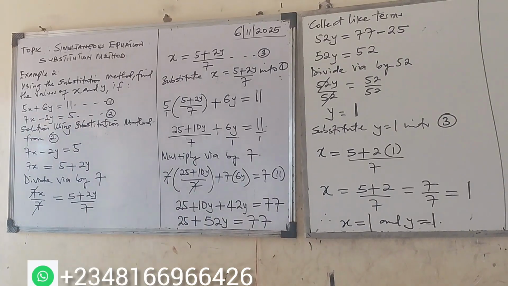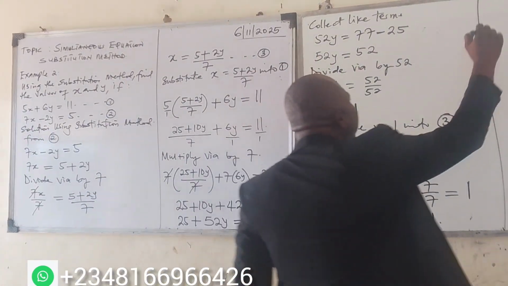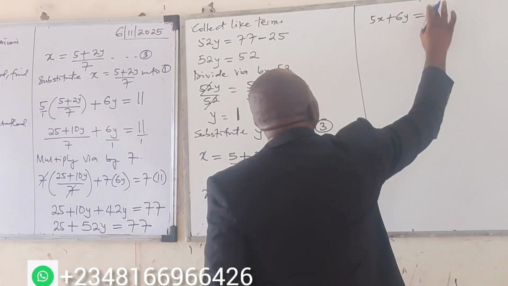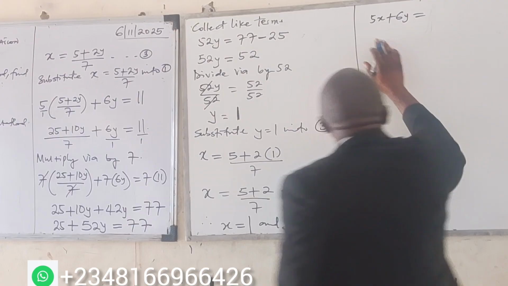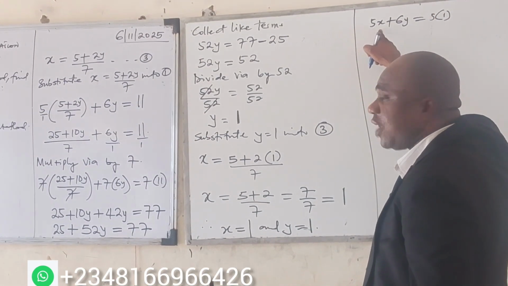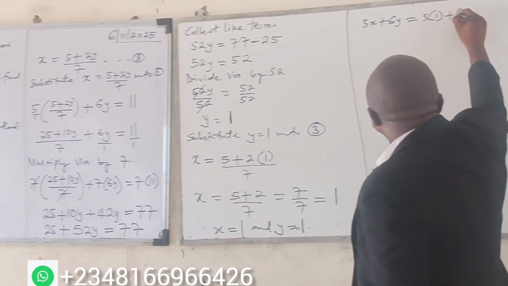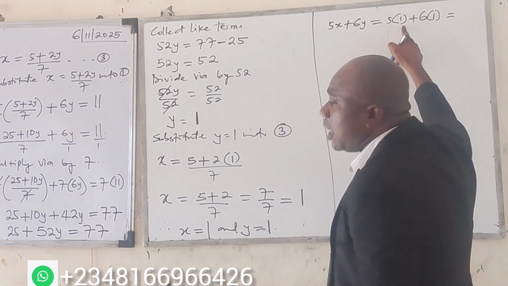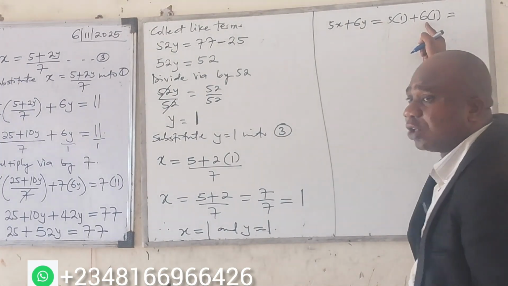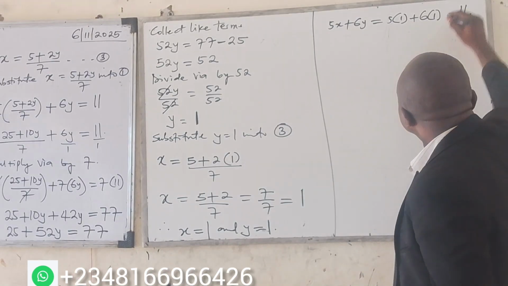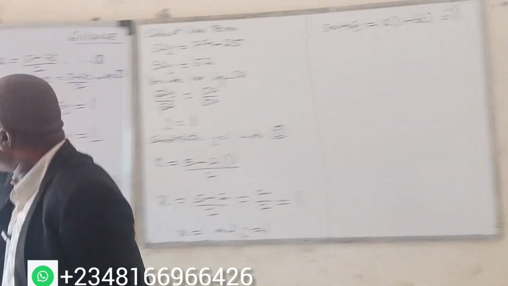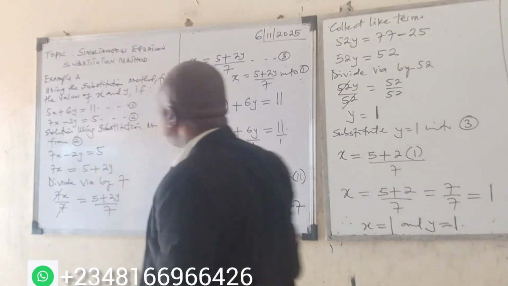Now, let's see equation 1. Equation 1, we said 5x plus 6y is equal to 11. Now, let's see if it is true. Now, 5x plus 6y will be 5 in bracket 1, isn't it? Yes, sir. So the value of x is 1, plus 6 in bracket 1. Now 5 times 1 is 5. 6 times 1 is 6. 5 plus 6 is 11. That's very good. So the value of x and y actually gives us 11, which is what we have in equation 1.